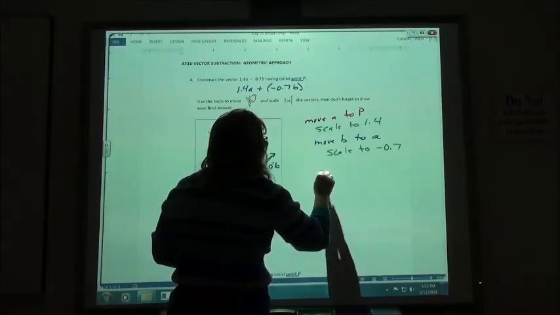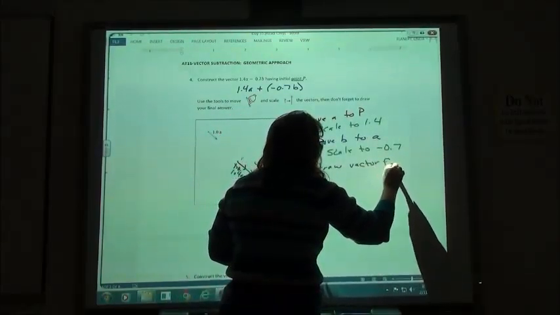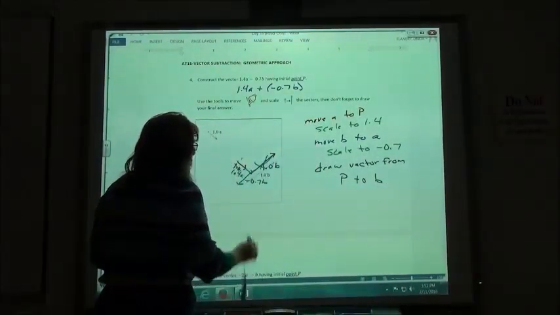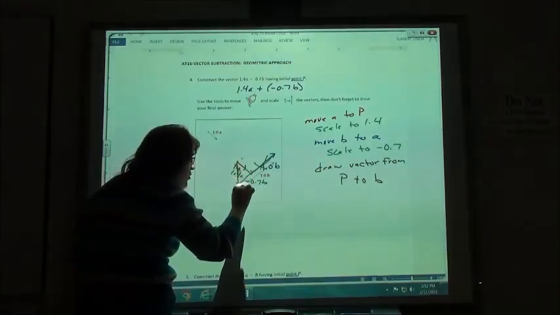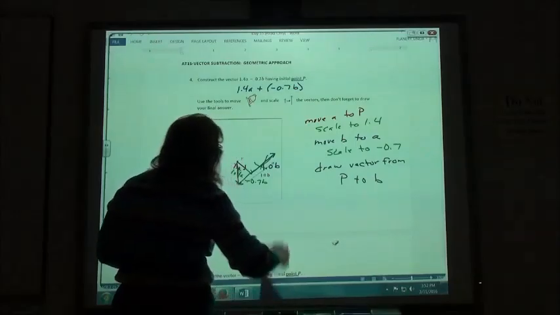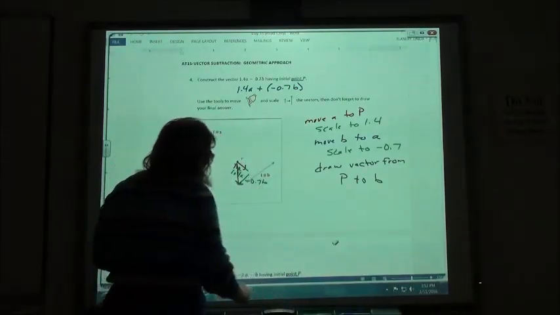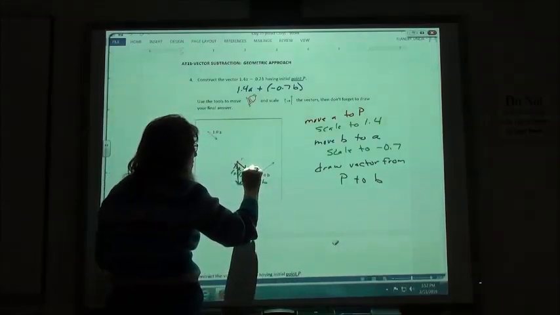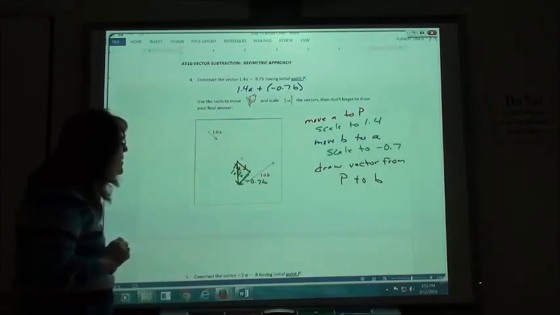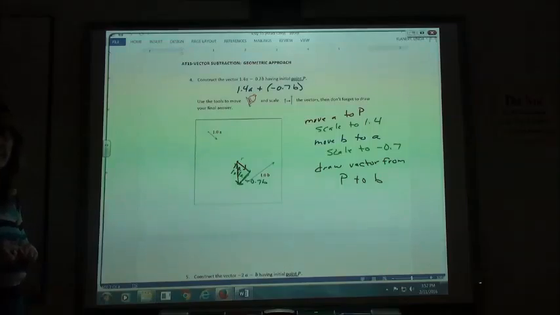Then I'm going to draw the vector from P to B. So here's point P. I'm going to draw it to the end of B, and that's what my vector is going to end up looking like. Again, this part won't show up after I moved it. It will look here with the end of A. B ended up being negative and going in the opposite direction, so I'll just see that little triangle there once I get to the end.